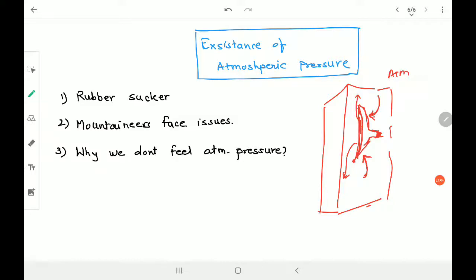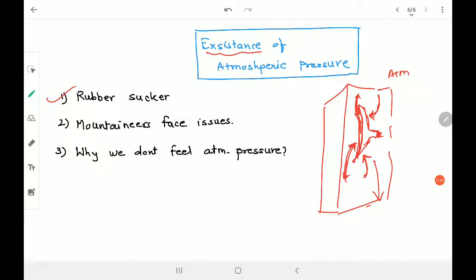Right, is this clear? So till the time no air goes inside this particular area, the rubber sucker continues to stay there, maybe even for a long time, for years, because the atmosphere is applying a pressure. As soon as air goes inside, you might feel that it falls down. It will become very easy to remove it. That's the rubber sucker. You can see the existence of atmospheric pressure.